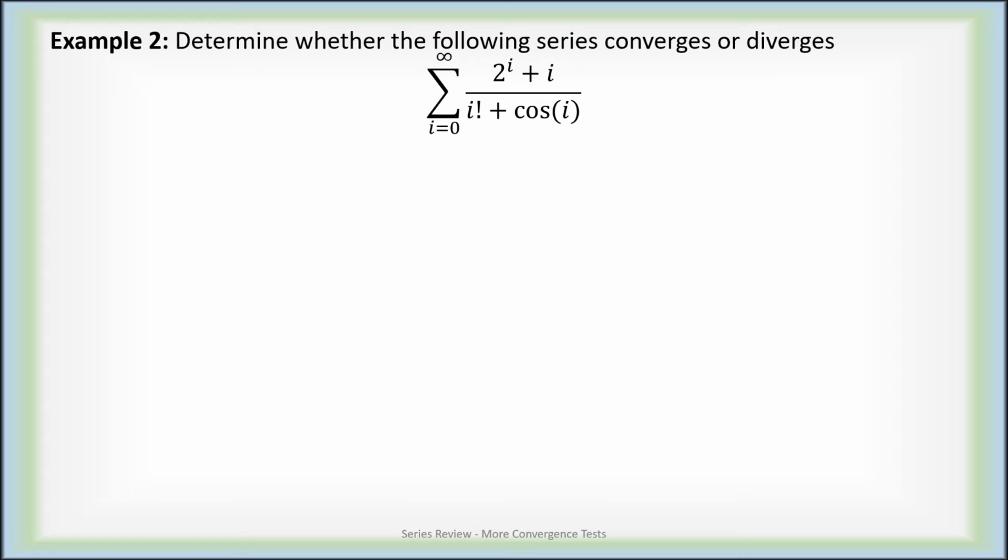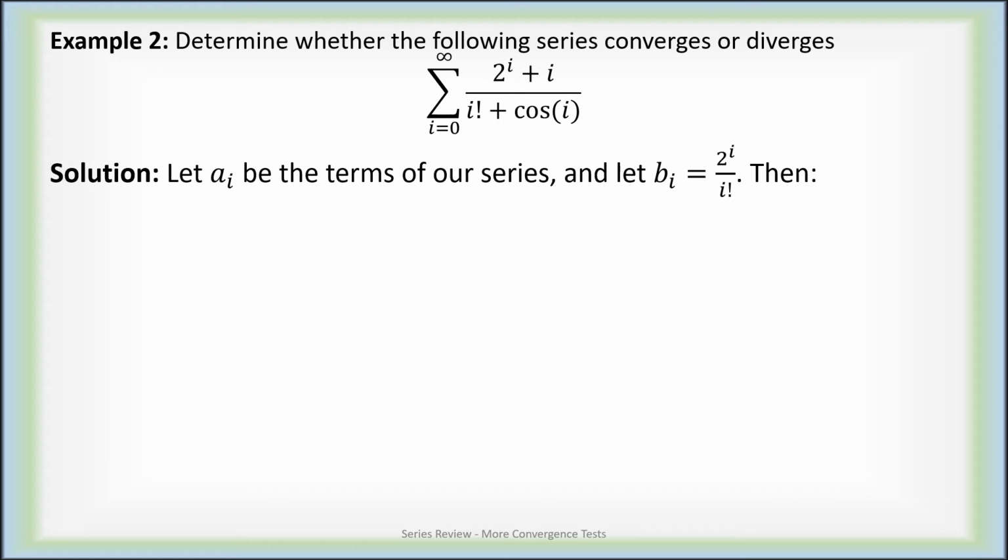A second example: let's determine whether or not the sum of (2^i + i) over (i! + cos(i)) converges. Let a_i be exactly the terms of our series, and b_i a slightly simpler form.